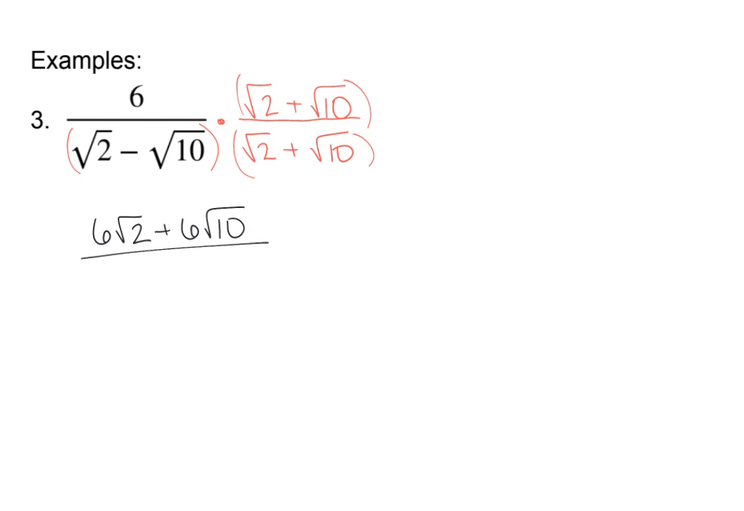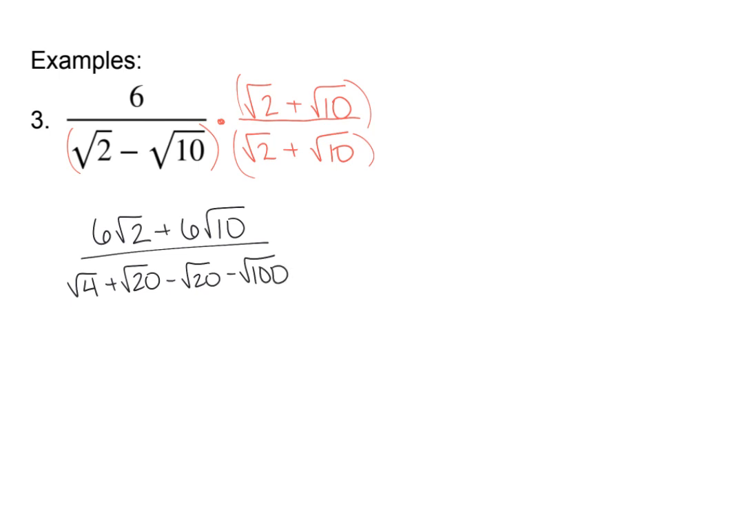So the square root of 2 times the square root of 2, that's the square root of 4. Root 2 and root 10, that's going to be plus root 20. On the inside, we're going to have minus root 20. And last, it's going to be negative square root of 100.